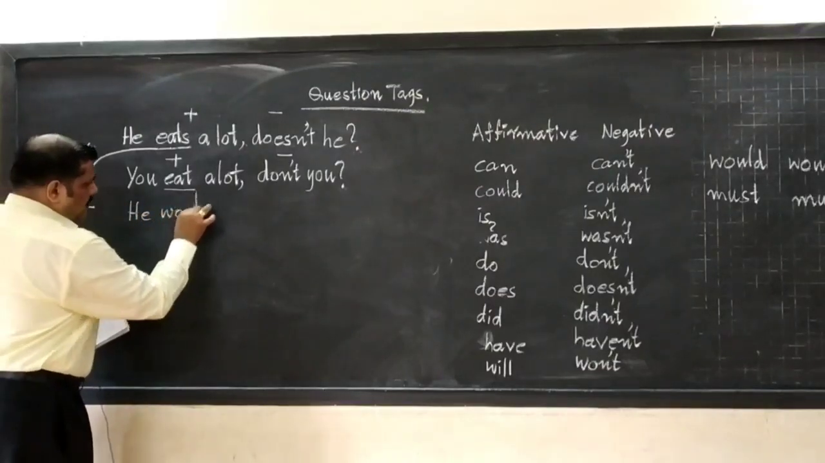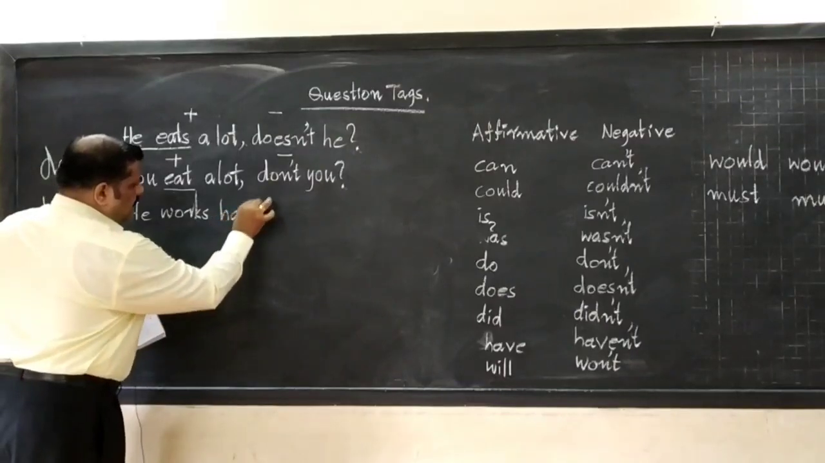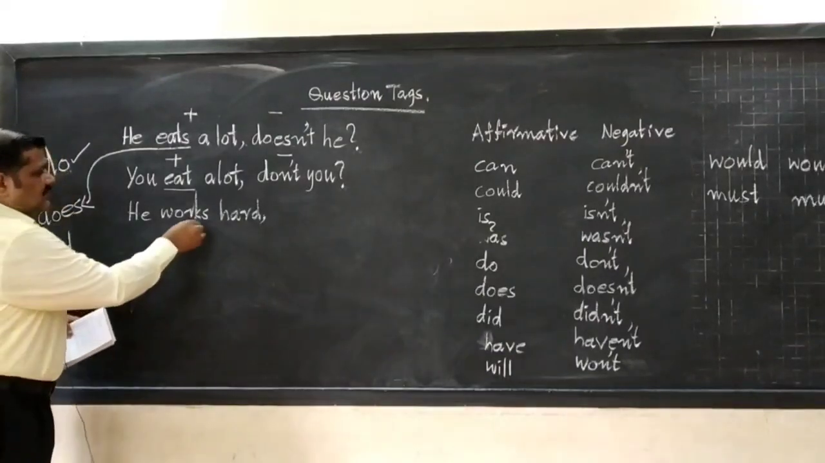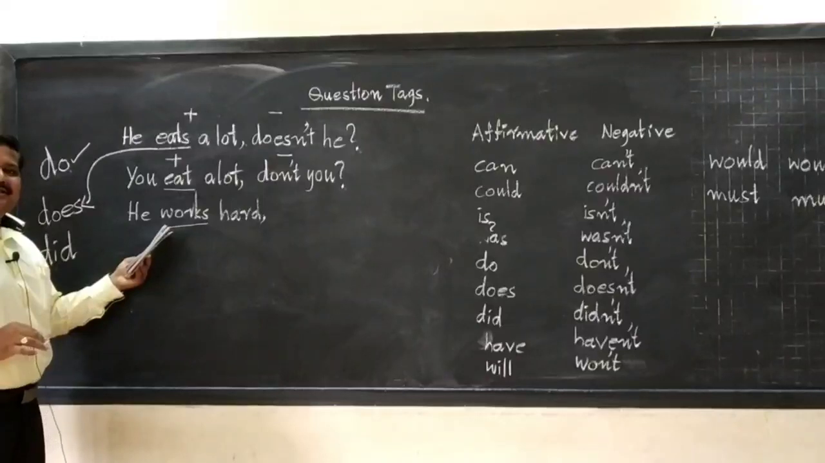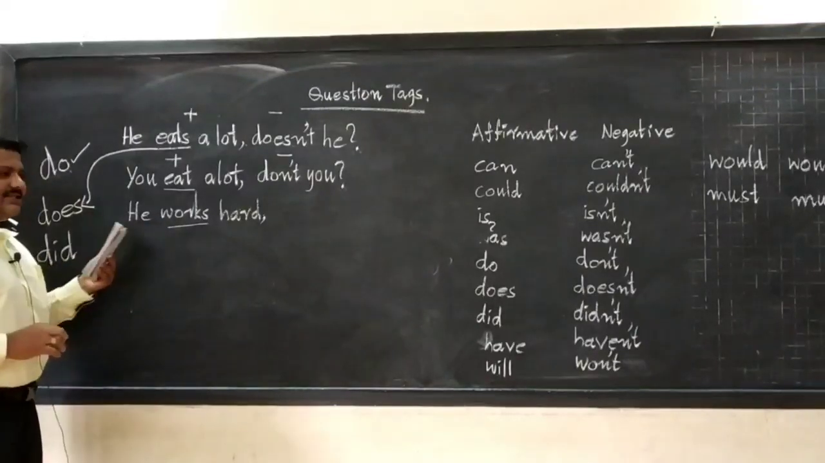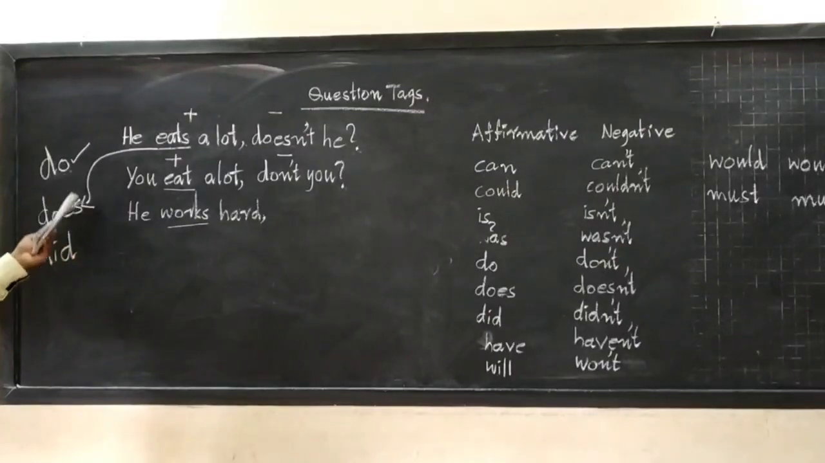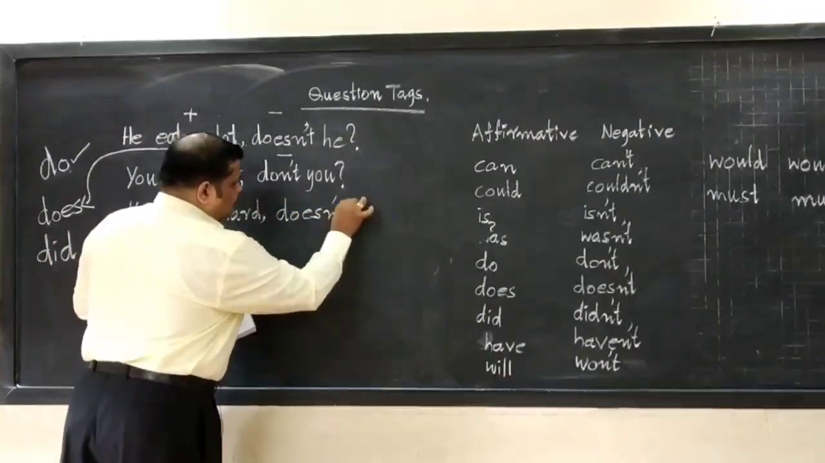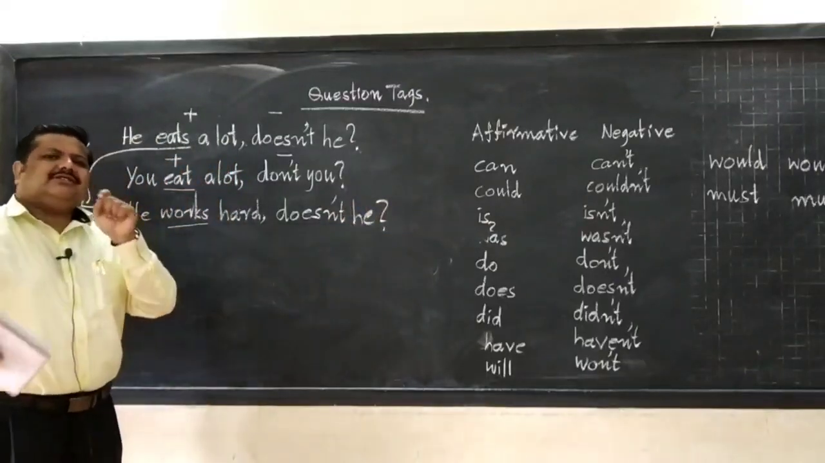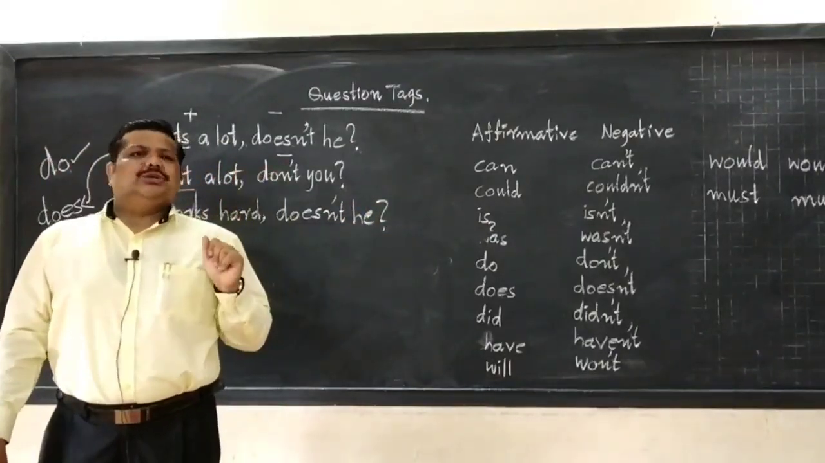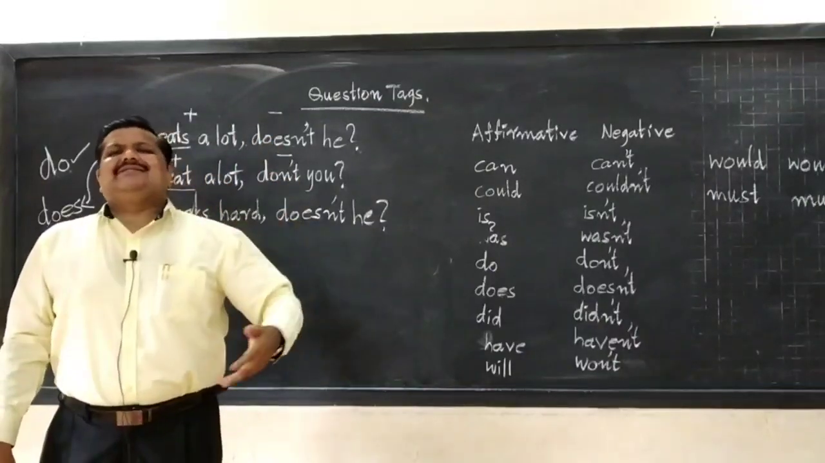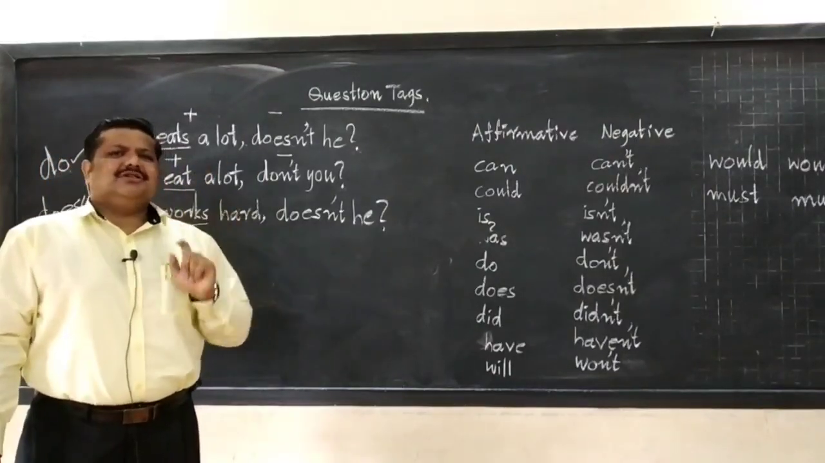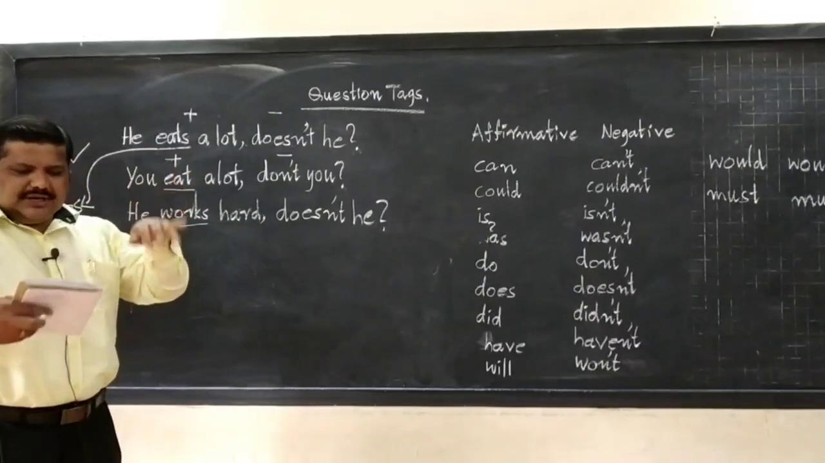He works hard. See again. He works hard. What kind of sentence is it? What is the verb? Works, simple present tense. With the verb, which word does it match? Magic word does. He works hard, doesn't he? See, simple present tense usually ends with s, as I told you: jumps, flies, eats, writes, like that. Simple present tense verbs are s-ending verbs. So it's very easy to find out here. So try one more.